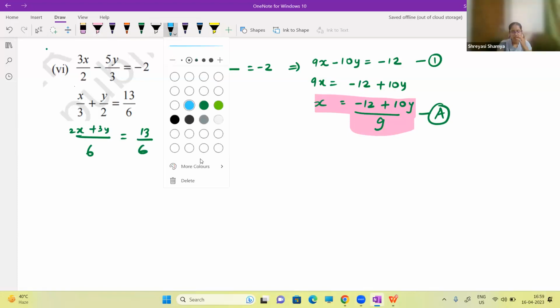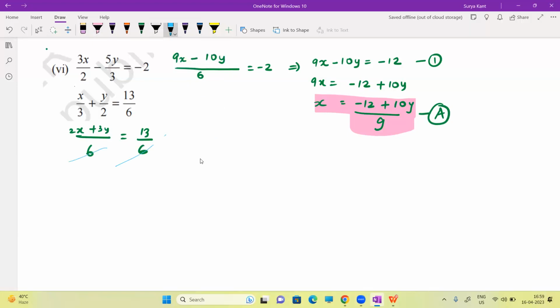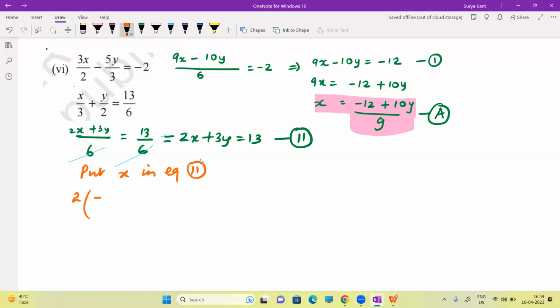After this cross multiplication, sir. Just 3 by 6, directly you can cancel now. 6 cancel over. Why is cross multiplication required? So we got here 2x plus 3y equals what? 13. Equation number 2. Now putting the value of x in equation number 2. So 2 into x, that is minus 12 plus 10y divided by 9, plus 3y equals 13. Now we can solve easily. Multiply 2 inside over here.